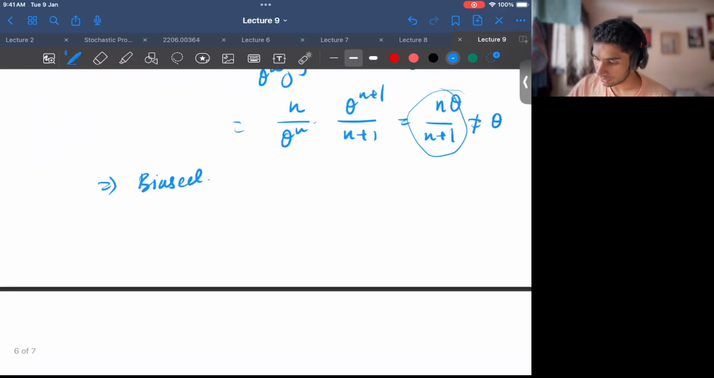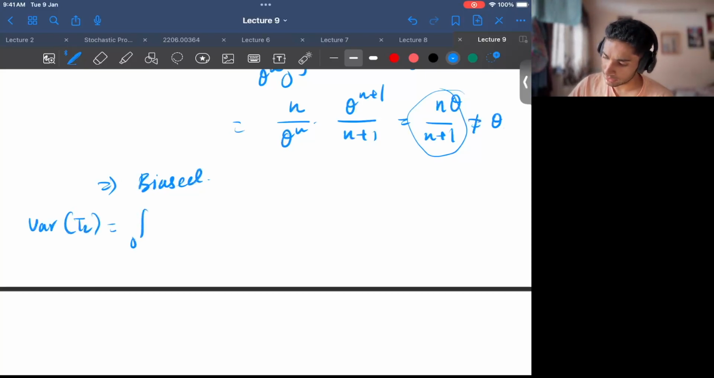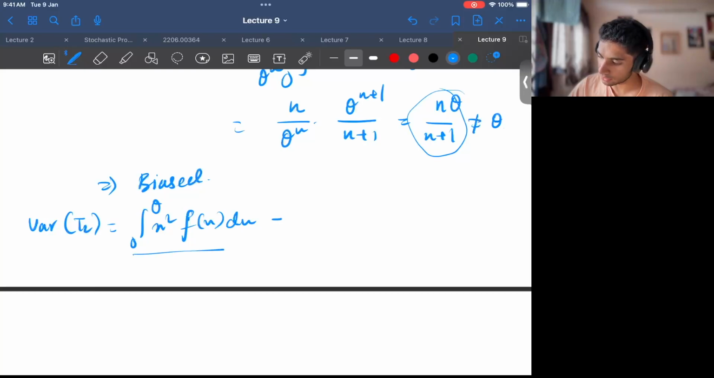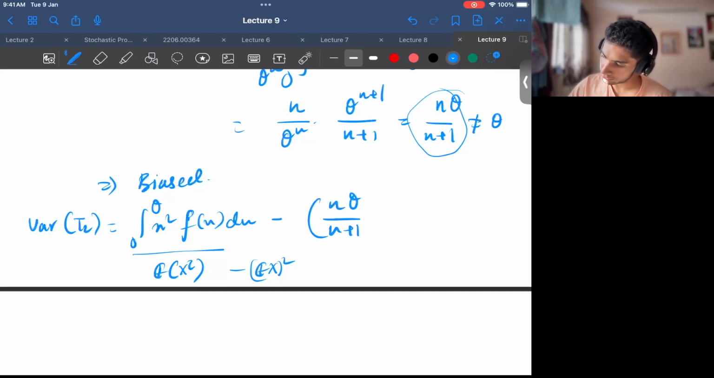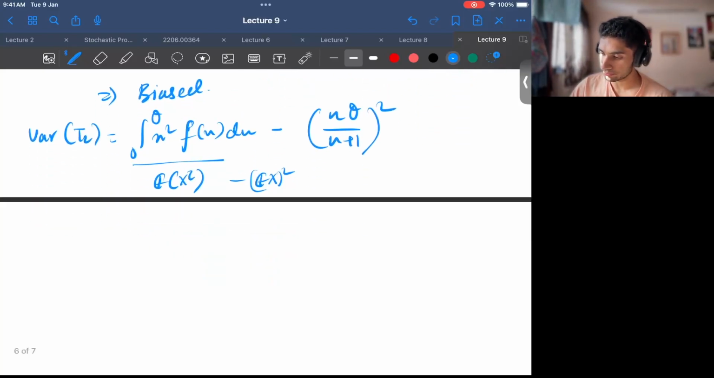Now, what will be the variance of T2? Variance of T2 will be integral 0 to theta x square f of x dx, minus, this is expected value of x square, right? Expected value of x square minus you have to do expected value of x whole square. Now we just saw expected value of x, this is n theta over n plus 1 whole square of this thing.